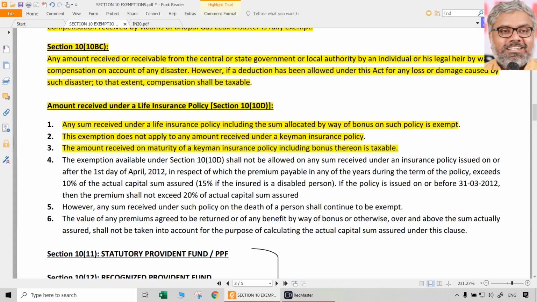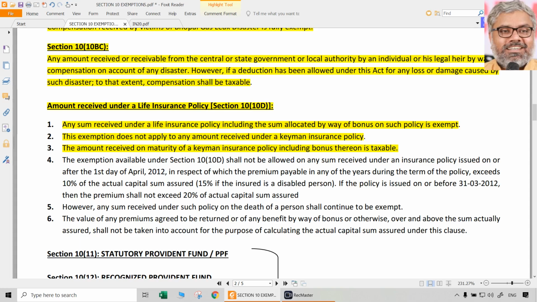But now the main point of 10(10D) is the condition. The same condition will be repeated in the discussion of 80C also later in the chapter on deductions. But 10(10D) and 80C are related to each other, related to life insurance policy. That is why they become important. So the exemption available under 10(10D), exemption means some receipt is there. Exemption is different, deduction is different. An 80C deduction comes when somebody contributes some amount to a life insurance policy, when he pays the premium.